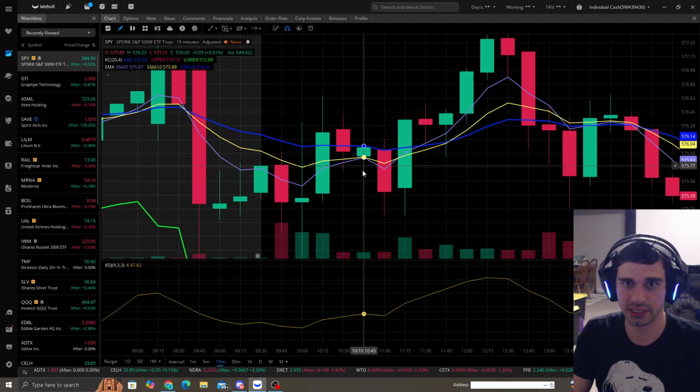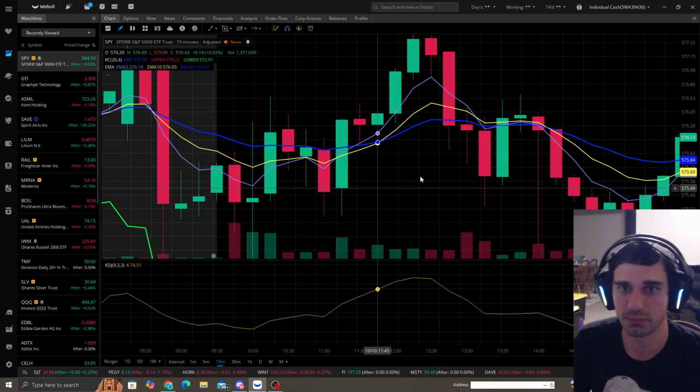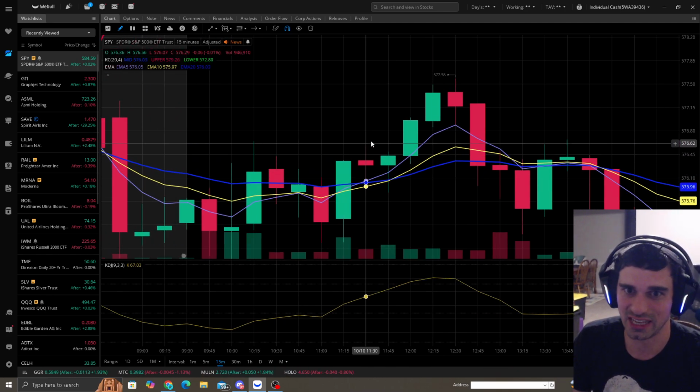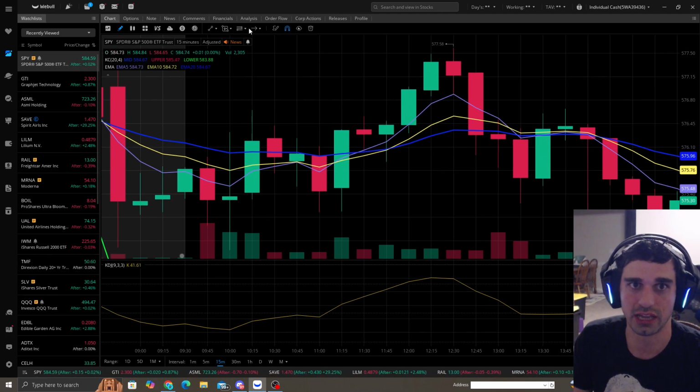You would have got a win here as it went down, win here as it went down. So you would have had quite a bit of wins. And then this right here would have been a true loss. As you can see, it definitely was going up. But as you can see now, we're above the EMA 20, as this candle right here had a body above the EMA 20.